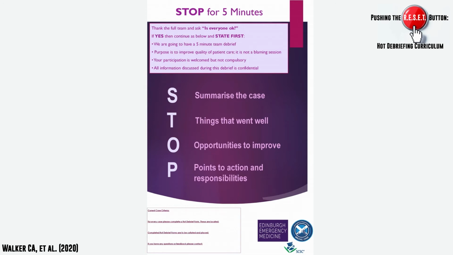The STOP5 Hot Debriefing Tool then moves into 4 different prompts for the team to discuss briefly. First, they summarize the case. Then they talk about things that went well. Then they talk about opportunities to improve. And finally, they close with points to action and responsibilities.